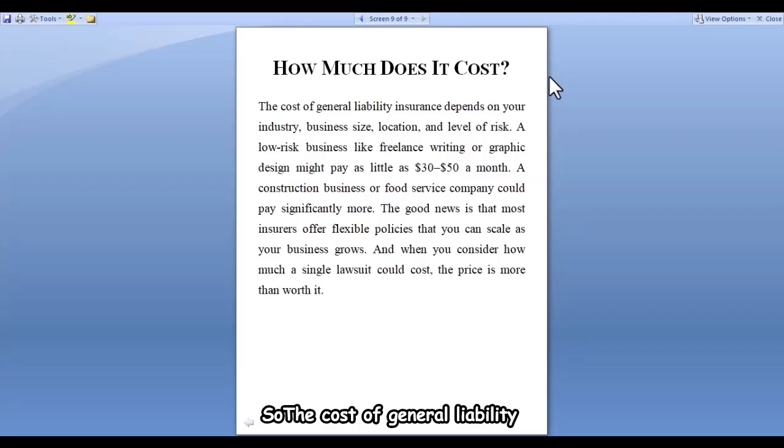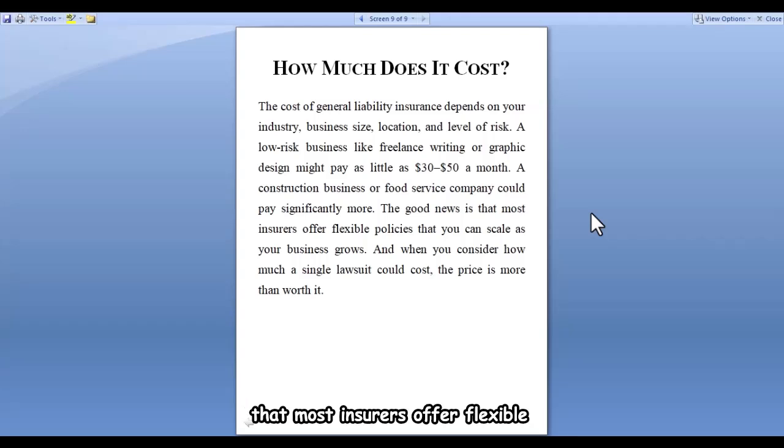So the cost of general liability insurance depends on your industry, business size, location, and level of risk. A low-risk business like freelance writing or graphic design might pay as little as $30 to $50 a month. A construction business or food service company could pay significantly more.